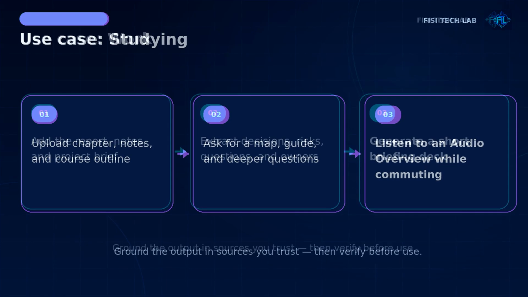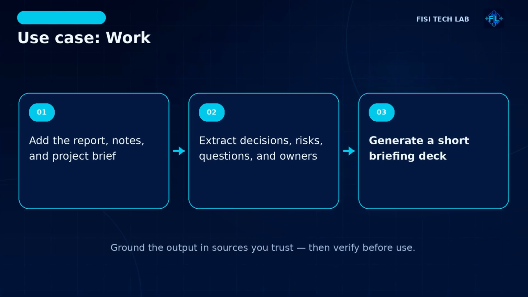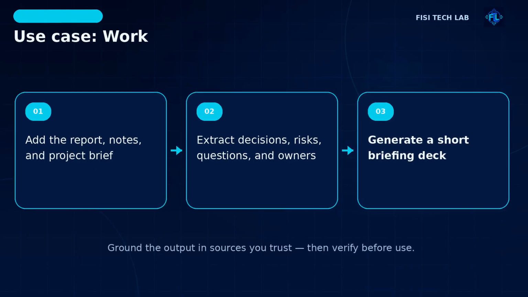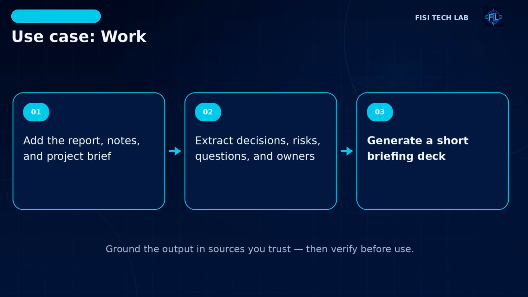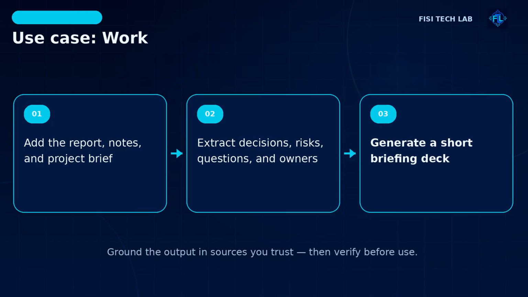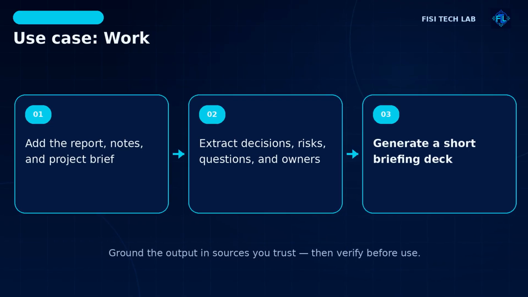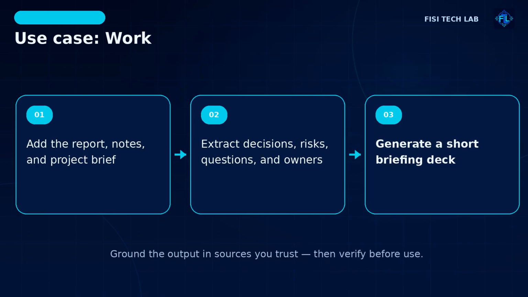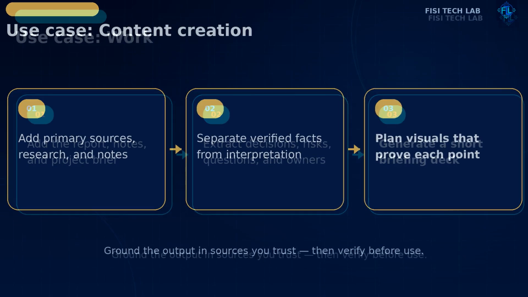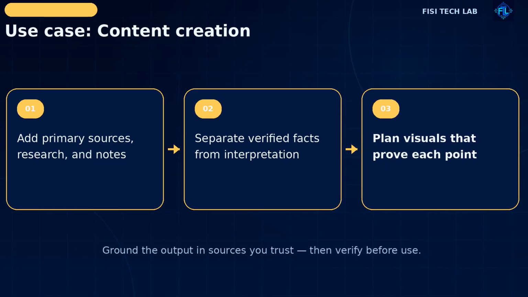For content creation, add your research articles, notes, and primary sources. Ask for a video outline that separates verified facts from interpretation. Then request a list of visuals or screen recordings that would prove each point. You get a faster first draft without giving up editorial control.